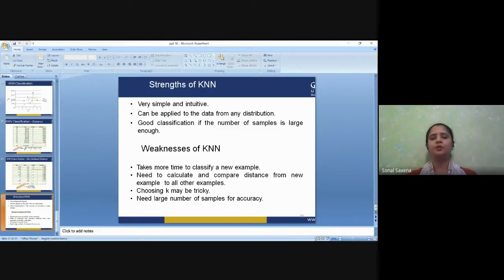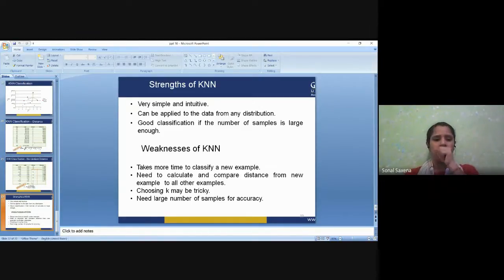Now let us talk about the strengths and weaknesses of KNN. When we talk about the strengths and merits of KNN, it is very simple and very intuitive. It can be applied to data from any distribution. It gives good classification if the number of samples is large enough. So if we have a huge number of data samples, then the KNN algorithm performs much better.